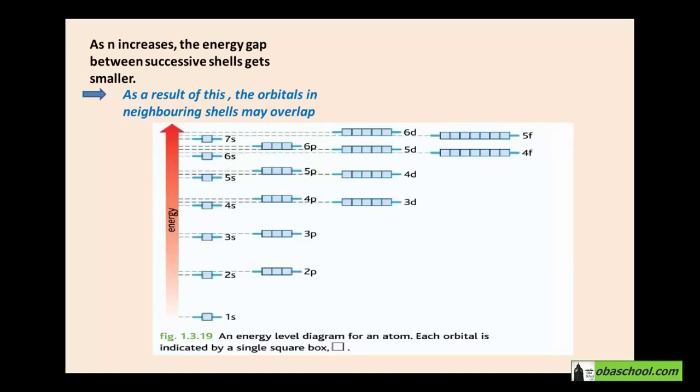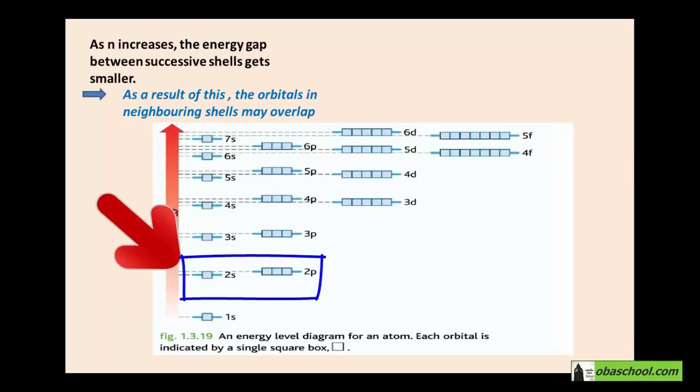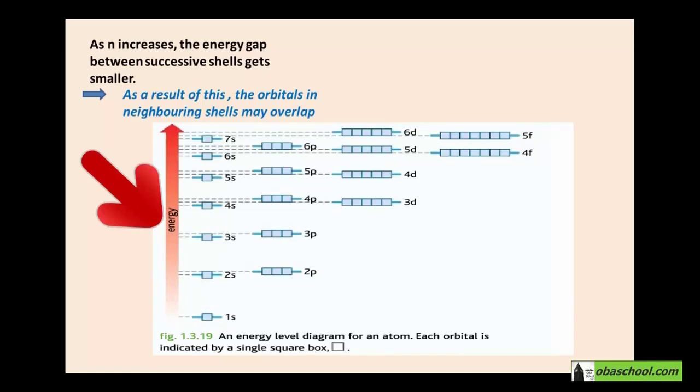Here's a picture. Here's shell 1 that contains subshell S. Here's shell 2 that has subshells S and P. We notice that P has higher energy than S, and P is farther than S from the nucleus. Shell 3 has subshells S, P, and D. Here's S, here's P, here's D.